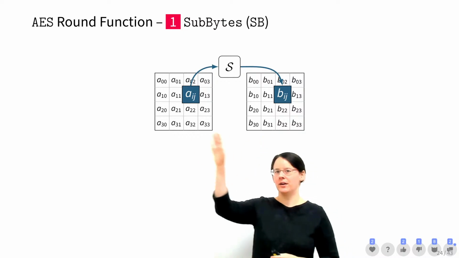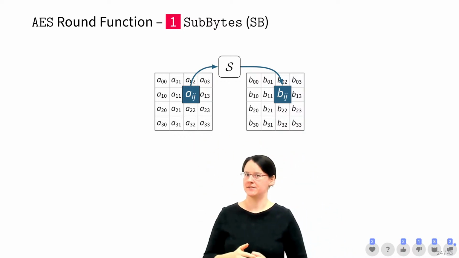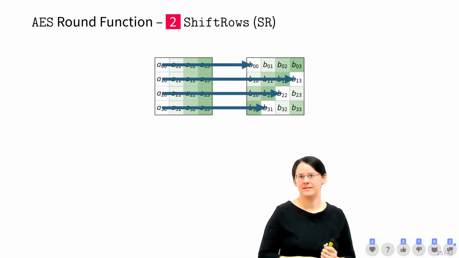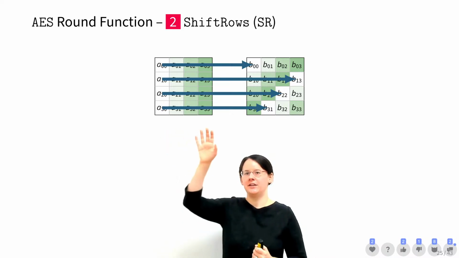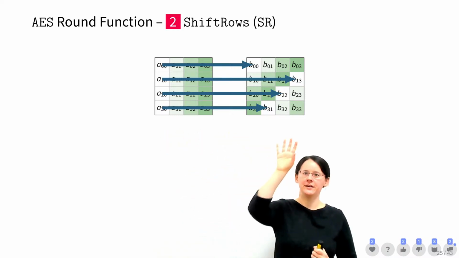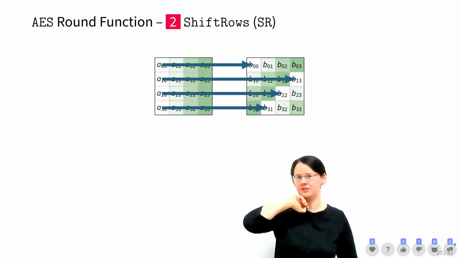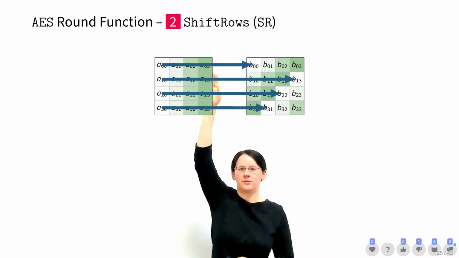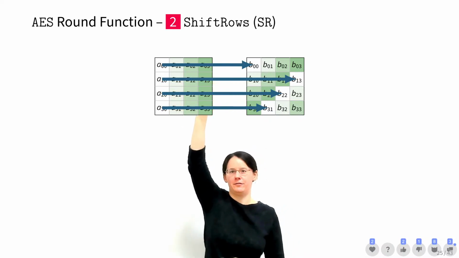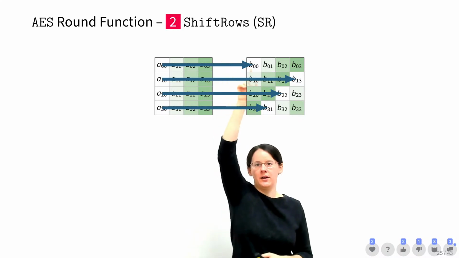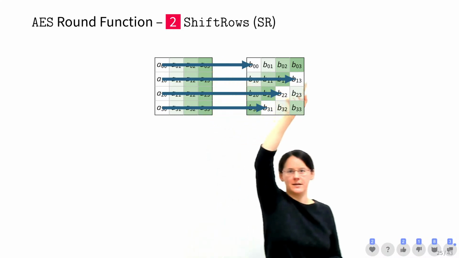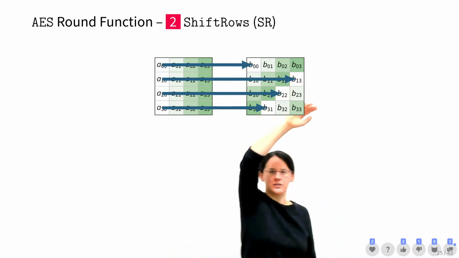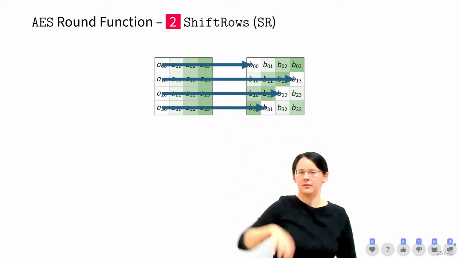So far there is no dependency between the cells. The next operation also doesn't really induce any dependency. It simply shifts each byte into another position. So the first row actually stays the same. The next row is shifted by one position to the left. So the top rightmost value in the second row now ends up in the second position from the right. And the third row is shifted by 2 positions and the fourth row by 3 positions.